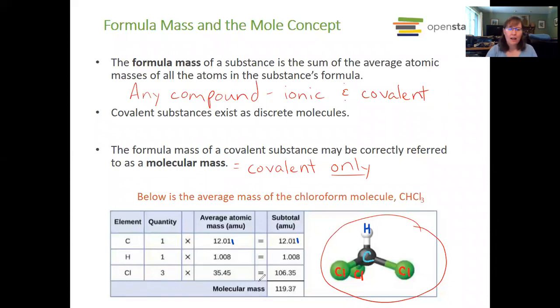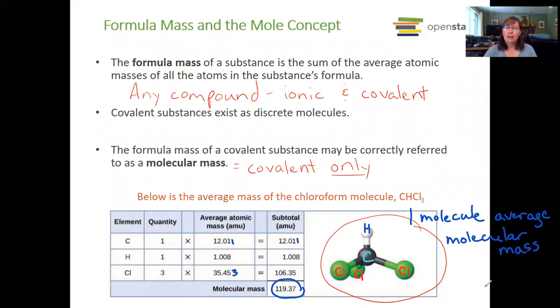And then chlorine, and again, your periodic table has 5 significant figures, so this will be 35.453. That'll change this a little bit as well. But then we have a molecular mass. That means that 1 molecule of chloroform has an average molecular mass, and remember our weighted averages from last chapter, an average molecular mass equal to 119.37 atomic mass units.